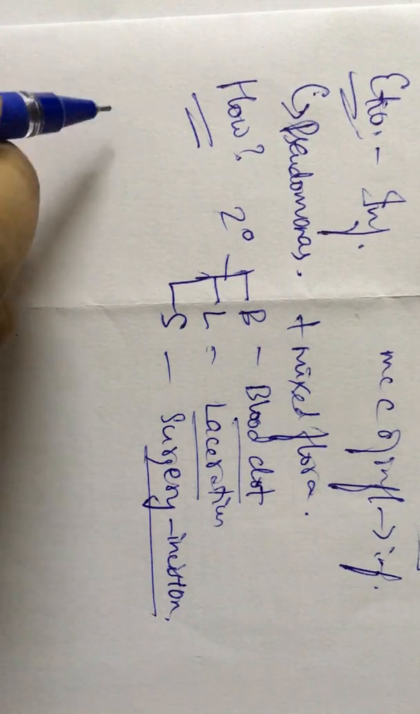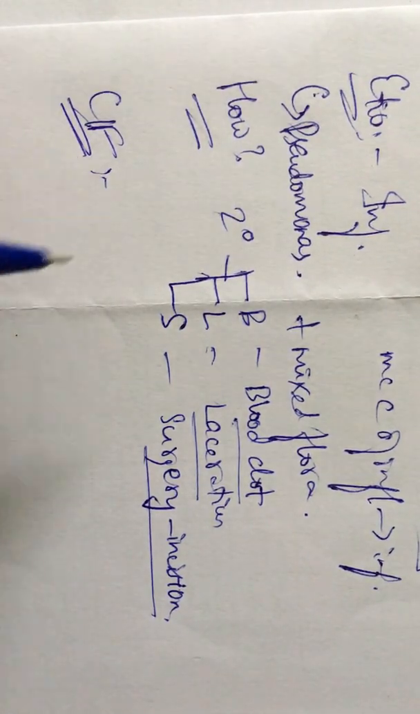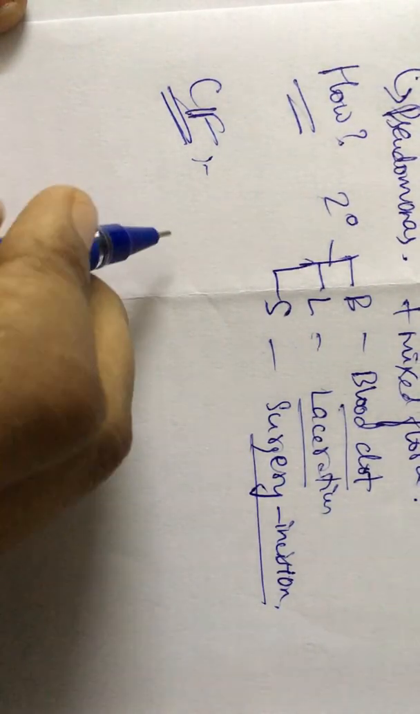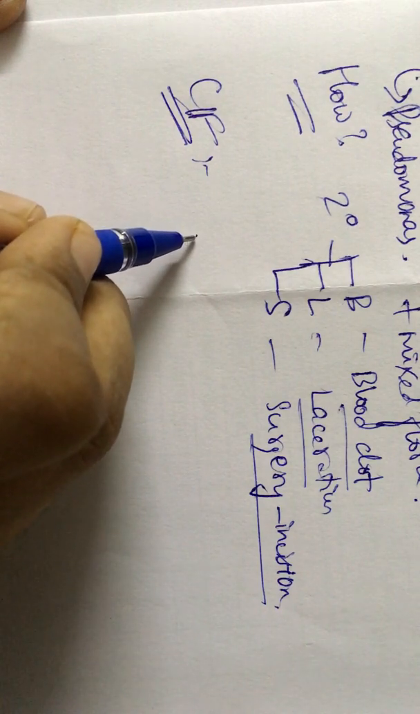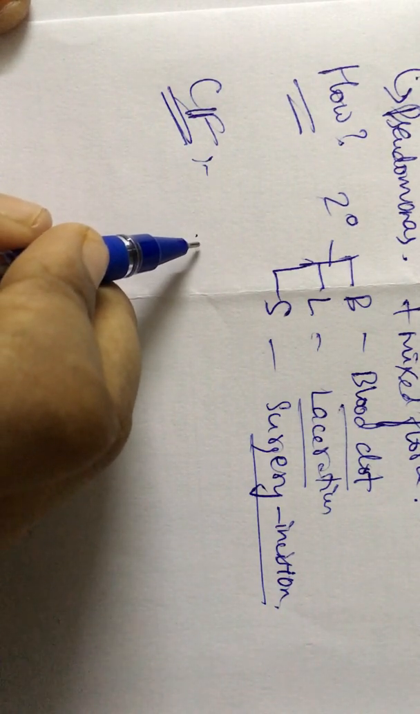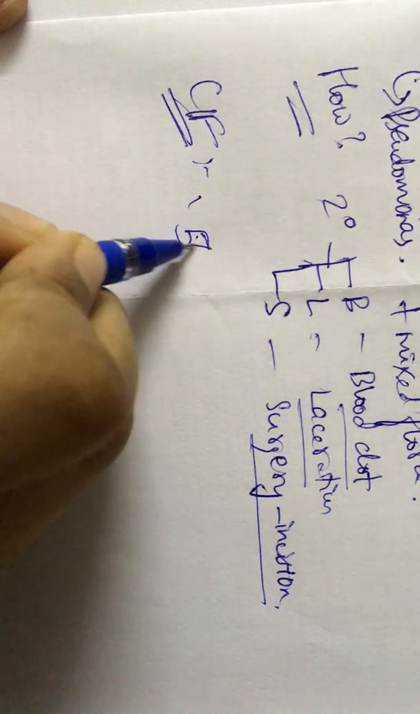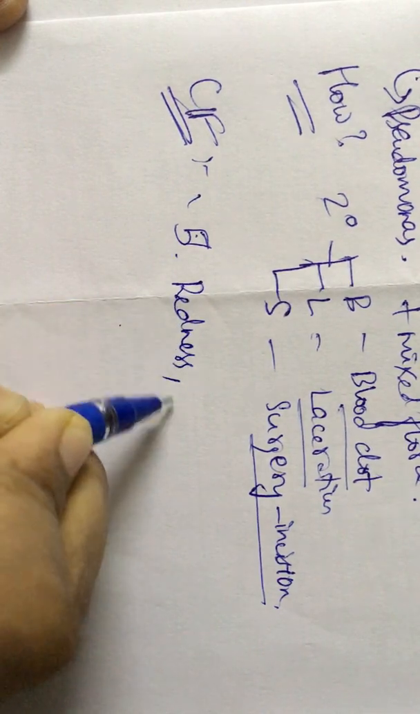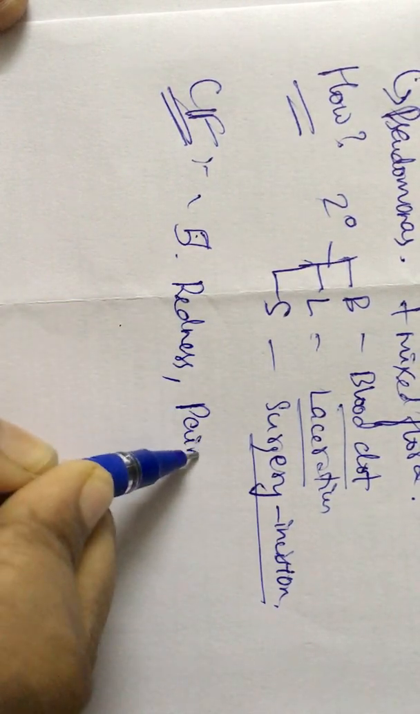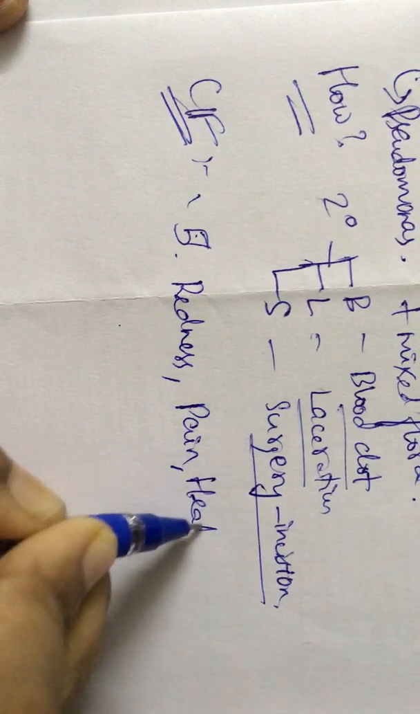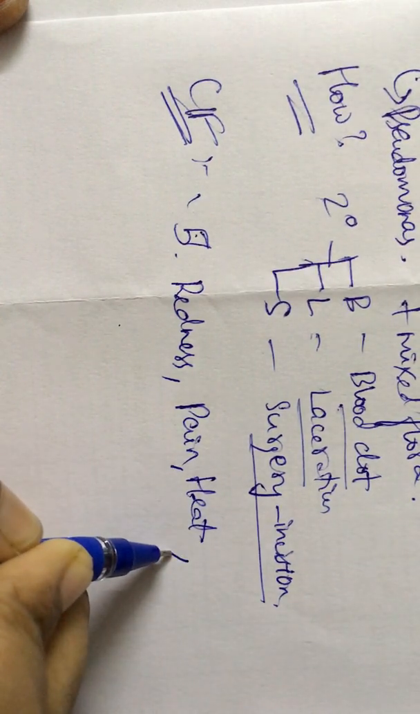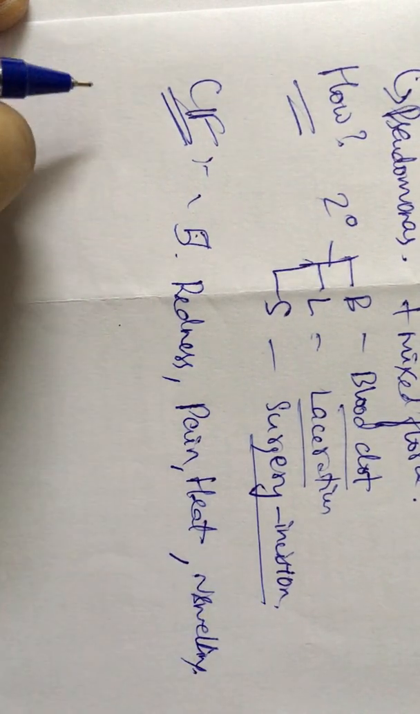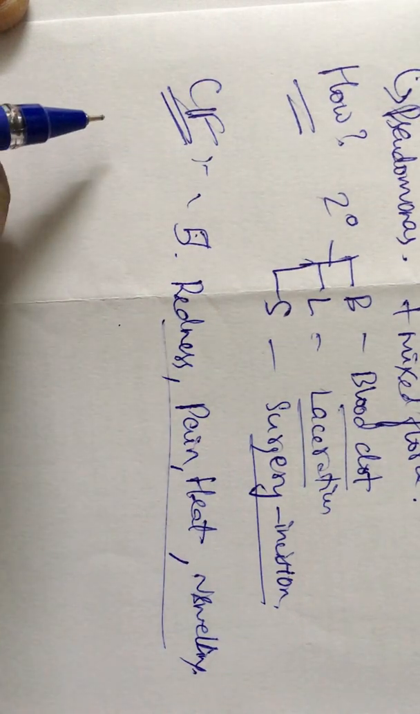And then comes the clinical features, the second thing we are supposed to know under any disease. Clinical features include those features of inflammation. In second year MBBS, we learned that there are 5 cardinal features of inflammation: redness, pain, heat, loss of function, and swelling. In the external ear, all these things will be there except for loss of function.